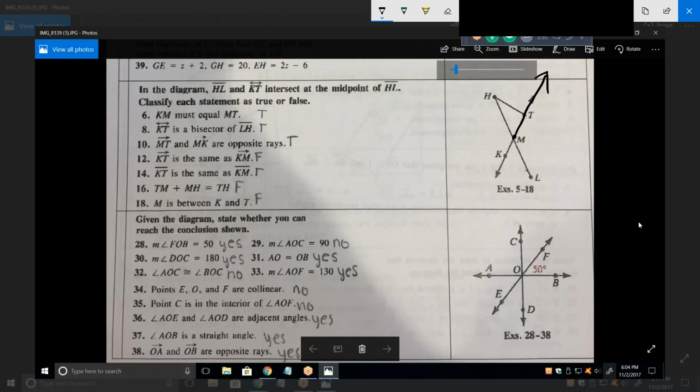Okay. So MT, the ray, that would be that ray, MT. It even tells you it goes in the direction of T. And MK starts at that same spot but goes in the other direction forever. So they're definitely opposite rays.